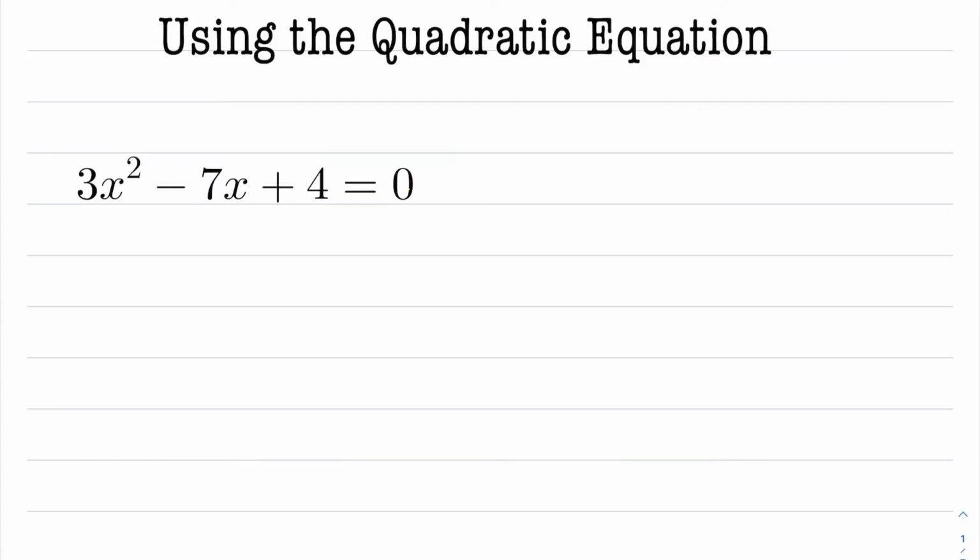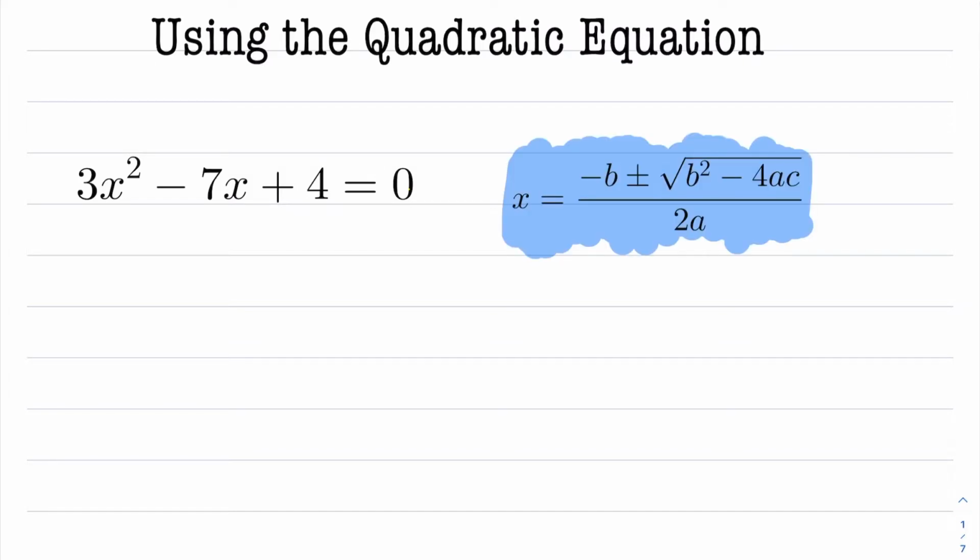All right, so in today's lesson, we're going to be looking at using the quadratic equation to solve quadratics here. So first, recall the quadratic equation: x equals negative b plus or minus the square root of b squared minus 4ac, the entire expression divided by 2a.